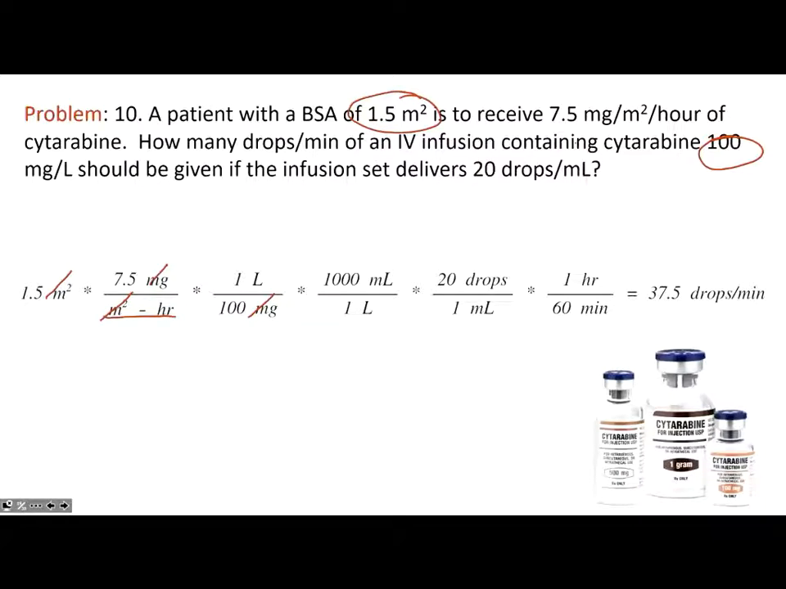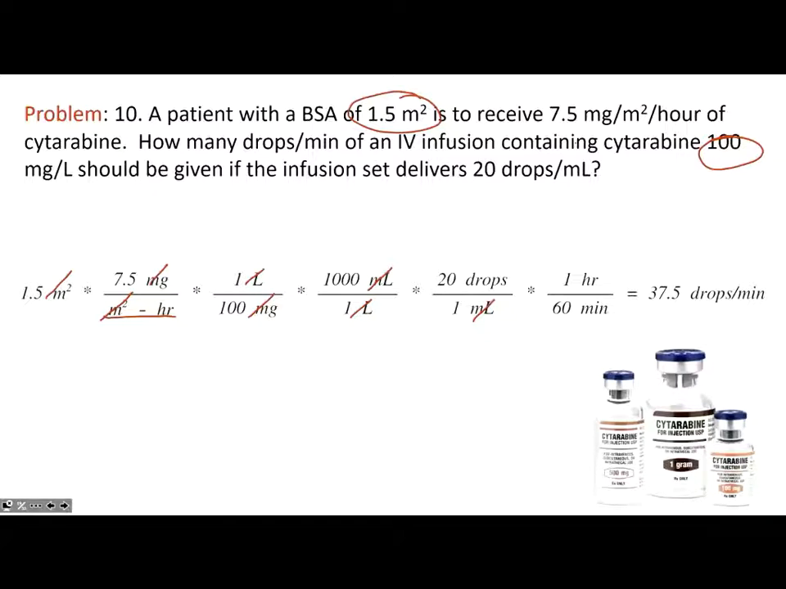Now, it's a stupid volume. It's in liters. That's not particularly helpful, but we can fix that. Let's convert it from liters to milliliters by multiplying by 1,000 mils on top per 1 liter. Now I've got milliliters per hour, but I want drops. So let's look at the drop factor, and that was given to us at 20 drops per mil. So if we multiply it in that fashion, then milliliters will cancel, and I will be in drops, and I'm done. Almost. I'm in drops per what, though, at this point?